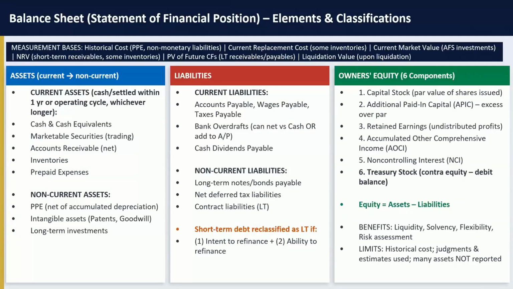Then non-current liabilities: your long-term notes or bonds payable, net deferred tax liabilities. So guys, whenever you find deferred tax liabilities, they will be non-current itself. Do not confuse them as a current liability. Then contract liabilities. For long-term contracts, you will have contract liabilities, and they come under non-current liabilities.